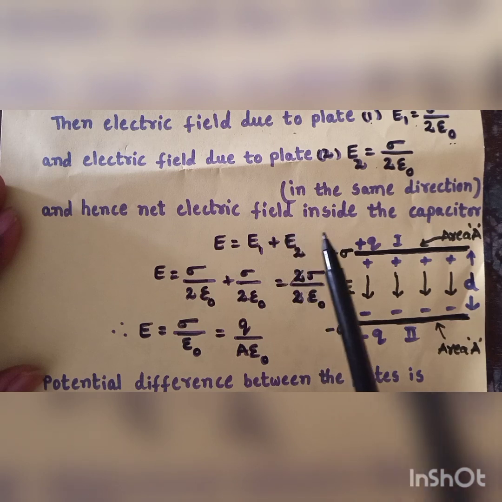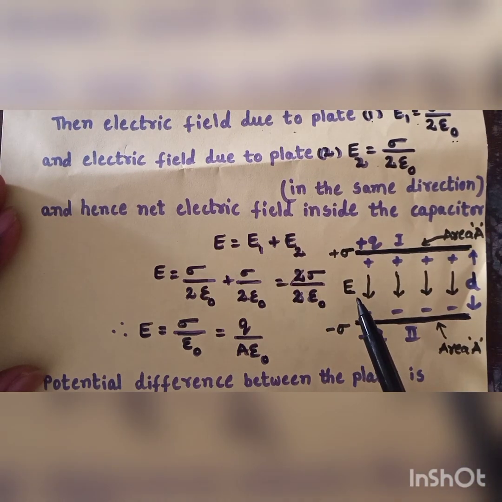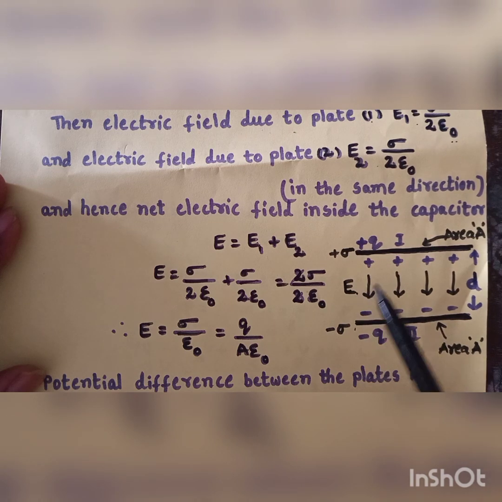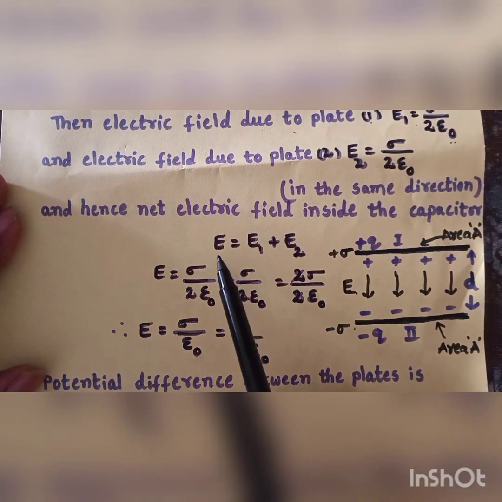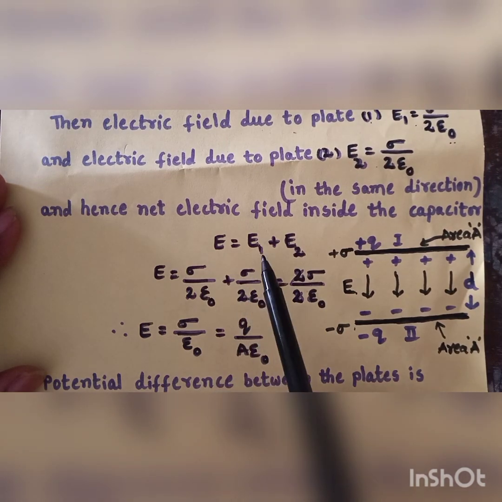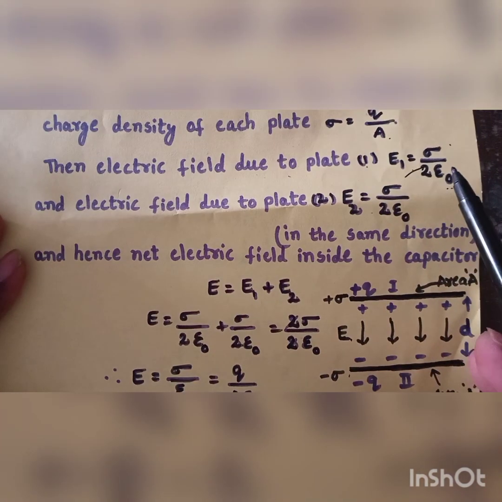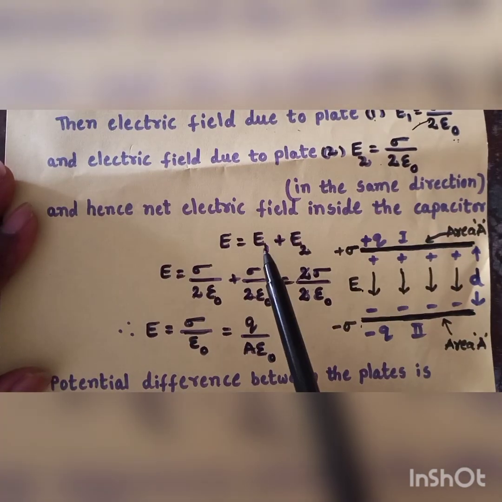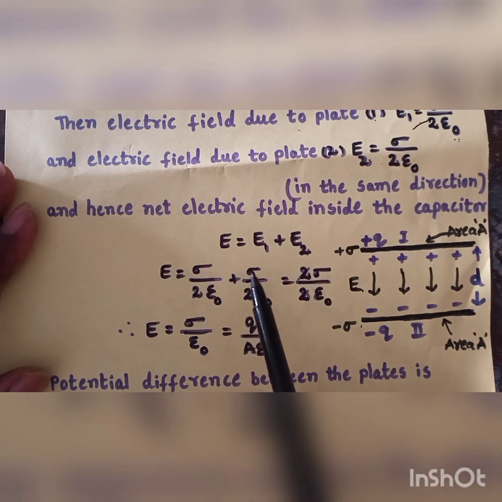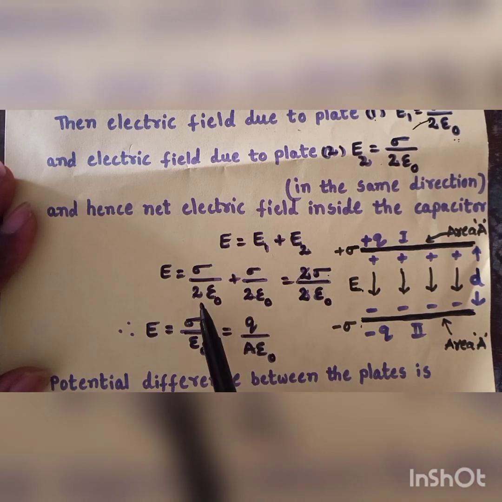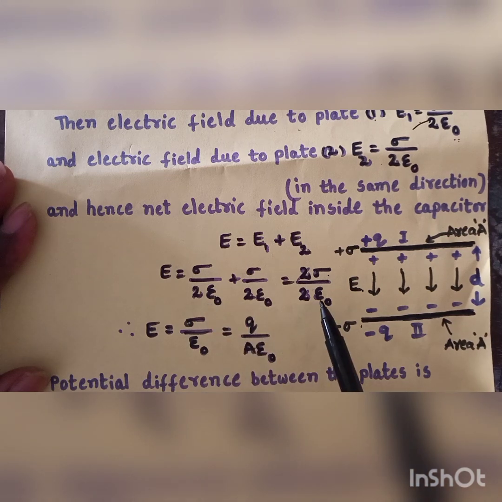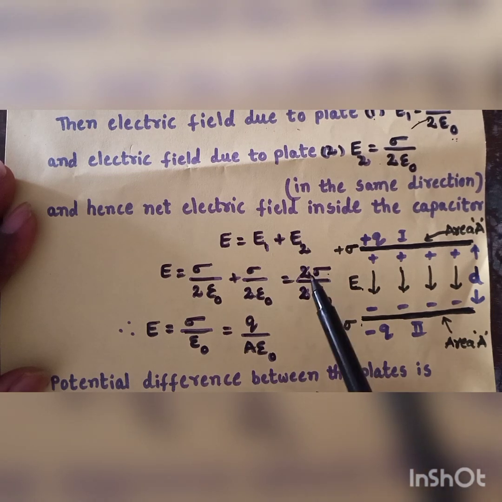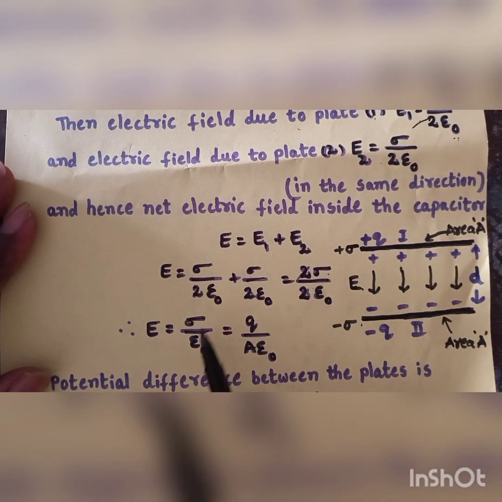Hence the net electric field inside the capacitor, E, is equal to E1 plus E2, since inside it is acting due to plate 1 and plate 2. E1 value is sigma by 2 epsilon naught, E2 value is sigma by 2 epsilon naught. Substitute here E1 plus E2. So sigma plus sigma is 2 sigma. Here 2 epsilon naught is common. Sigma plus sigma is 2 sigma, 2 cancels, we get sigma by epsilon naught.